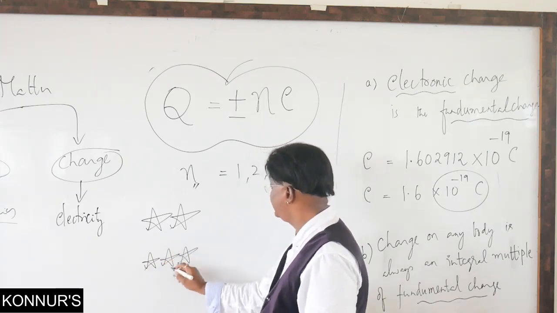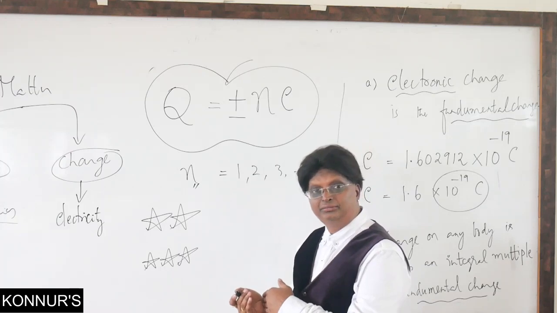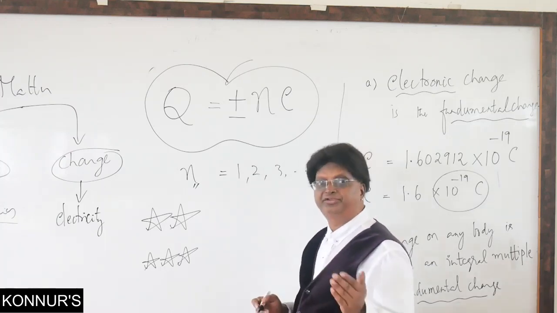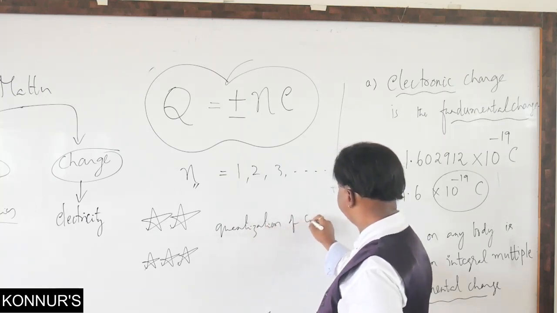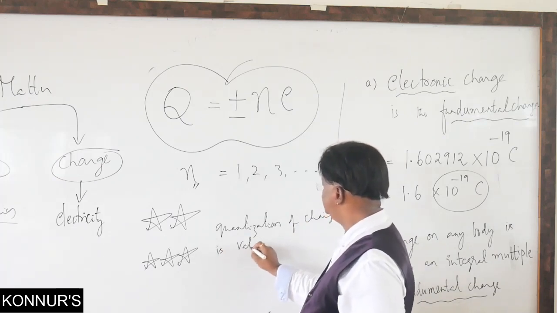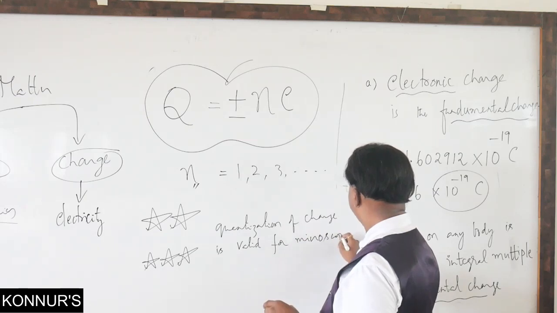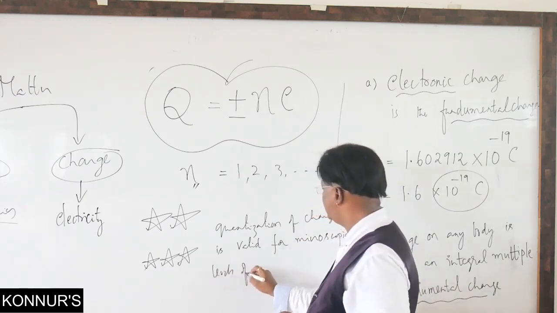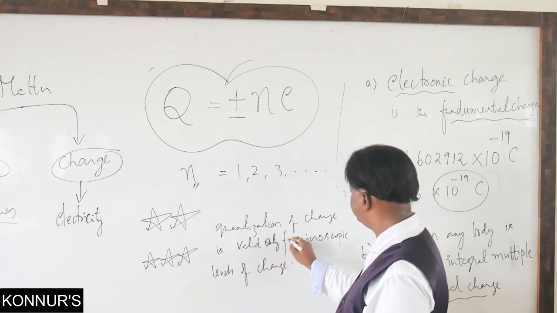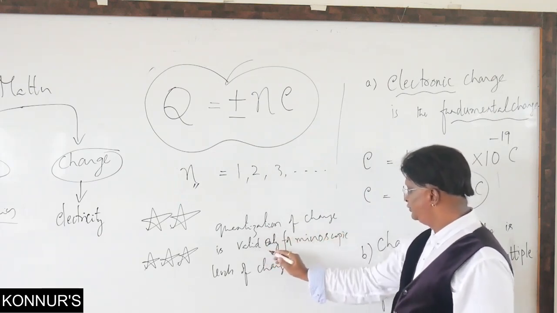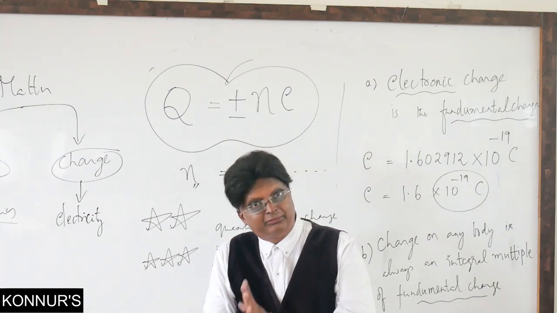Now one more 3-star point I am writing. Let me call this a 3-star point. That quantization, which is the discrete nature of charge, grainy nature that we have told, remember? So the discrete nature of charge, see the statement carefully. Quantization of charge is valid, holds good, 100% for microscopic levels of charge. I will write only for microscopic levels of charge, not for the macroscopic levels of charge.